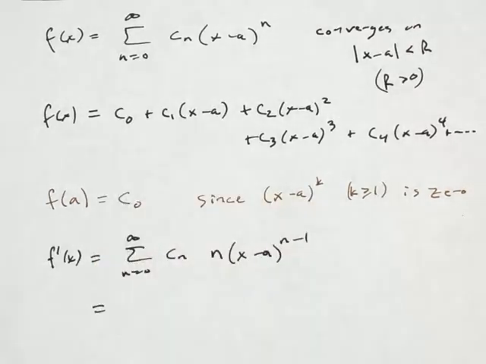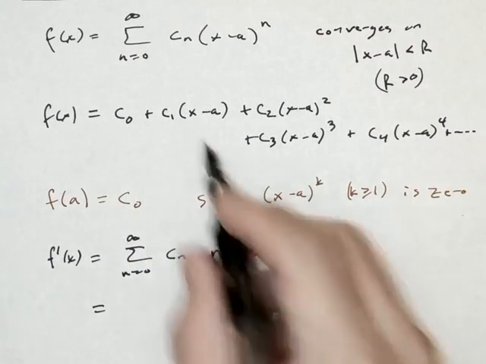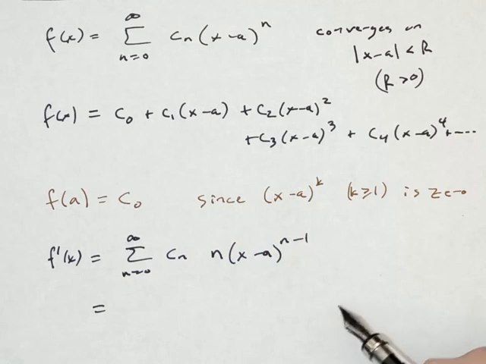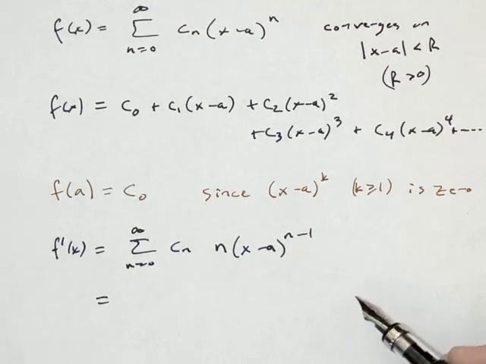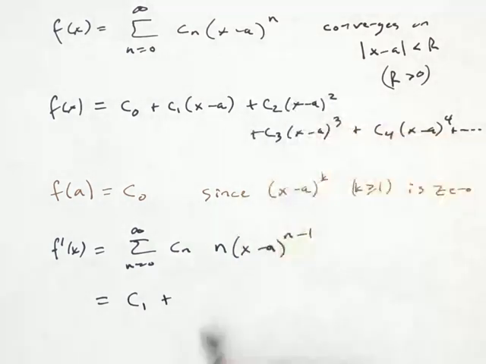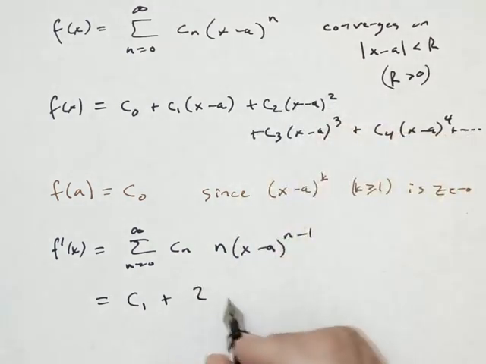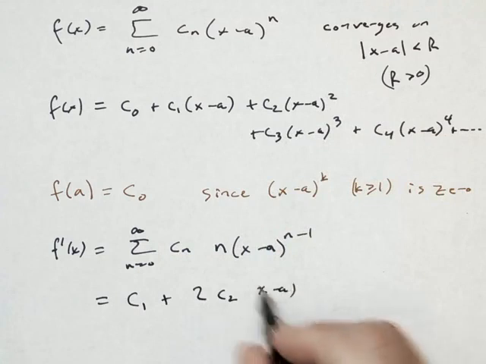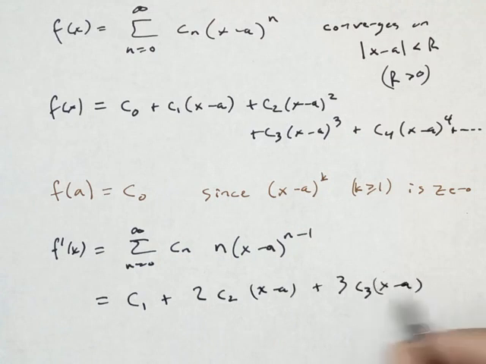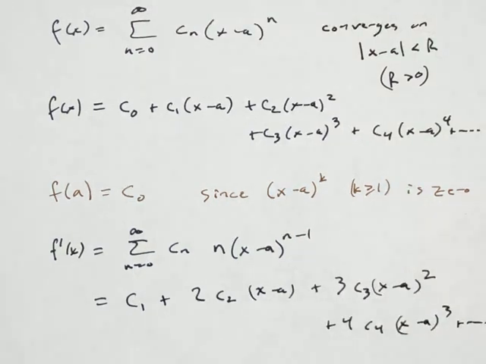But if I take the derivative this way, that would be the same as writing this out. What's the derivative of just C0? Great. Here, this is x minus a to the first. Derivative of x to the first is just 1. Stuff to the first, I take the derivative of the inside, but the derivative of the inside is also 1. So that's just C1. And here, I get 2C2 x minus a to the 1, and then 3C3 x minus a squared, 4C4 x minus a cubed, and more.